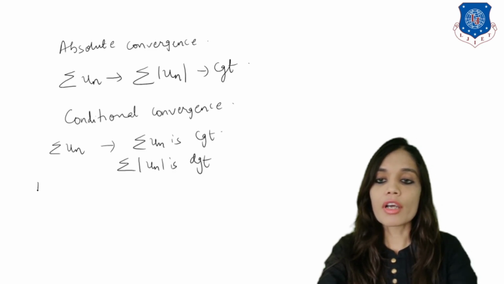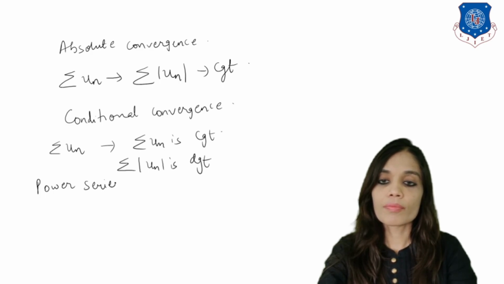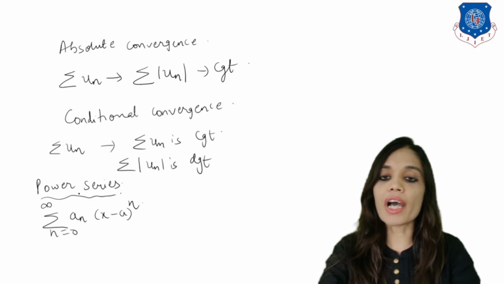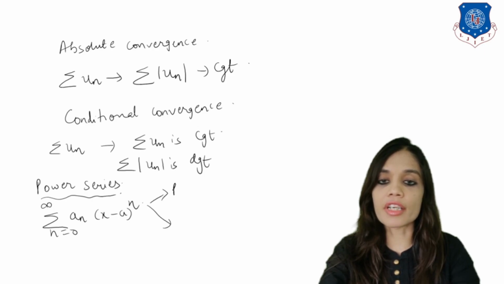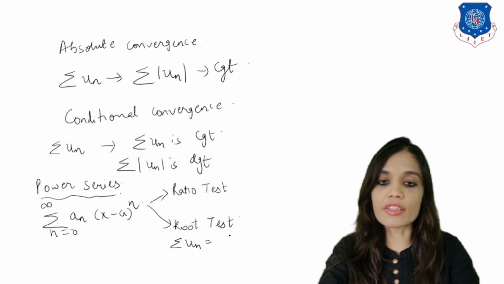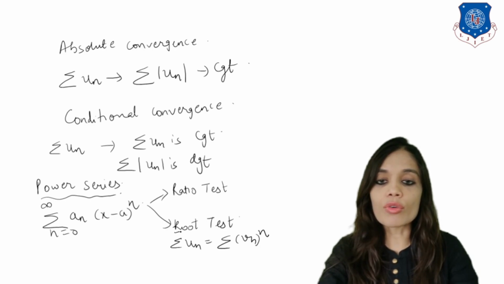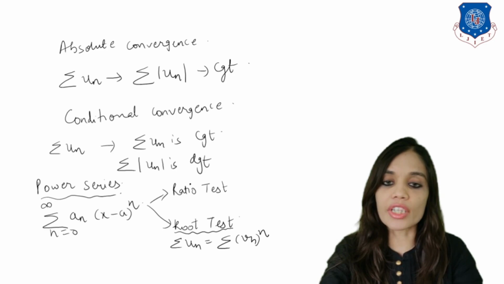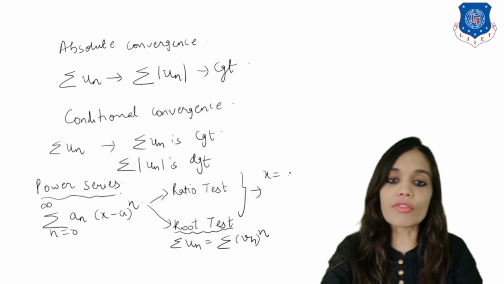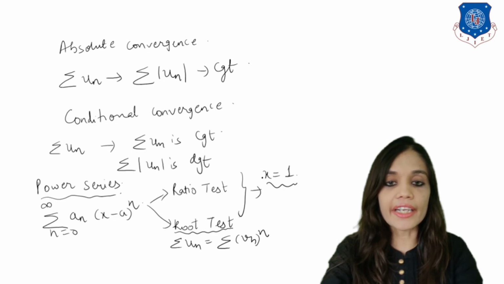Next we have studied what? Power series, which is given by summation n equals 0 to infinity an (x minus a) whole raised to n. For this type of power series, we will always apply two types of tests, that is ratio test and the other is root test. Now, if our series is of the form summation un equal to summation vn whole raised to n, then only we will apply root test, otherwise we will apply ratio test. Then apply the conditions of the ratio test or root test and check the convergence at x equal to 1, whenever the test fails, and apply other types of tests such as limit comparison test, etc.